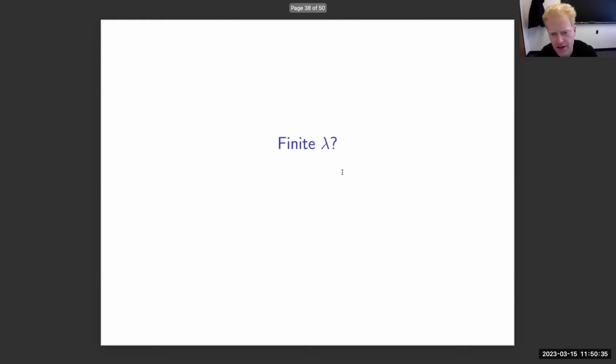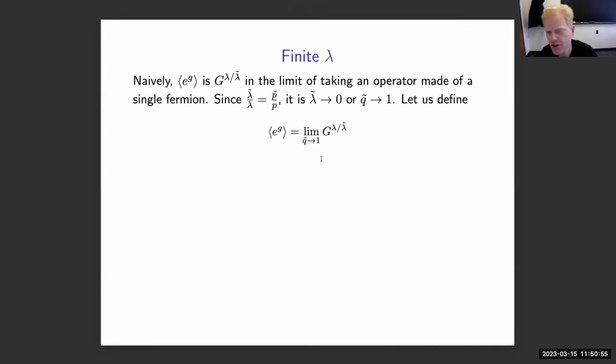Okay, if not, let me now discuss what can we say about finite lambda. Until now we discussed the leading order, which is just the large P result, and then we also found analytically the subleading order, the one loop result. Can we say anything about finite lambda? Of course analytically it's going to be hard, but let's see what we can still say.